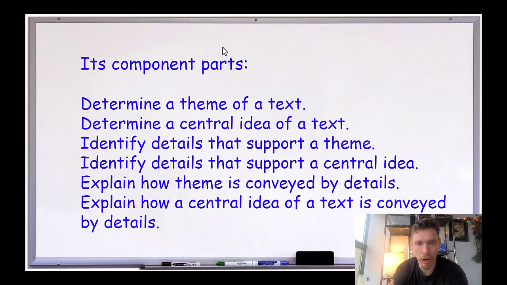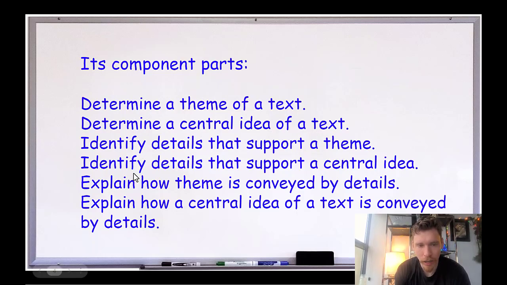So here are the component parts of this standard. Determine a theme of a text, determine a central idea of a text, identify details that support a theme, identify details that support a central idea, explain how theme is conveyed by details, and explain how a central idea of a text is conveyed by details. So there are at least 6 components of the first half of this standard.